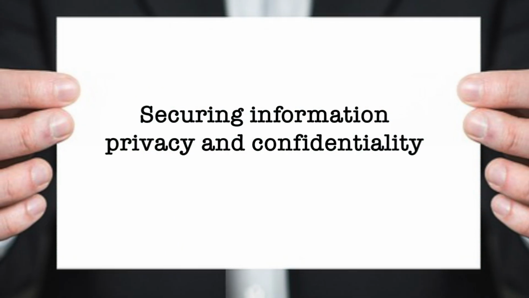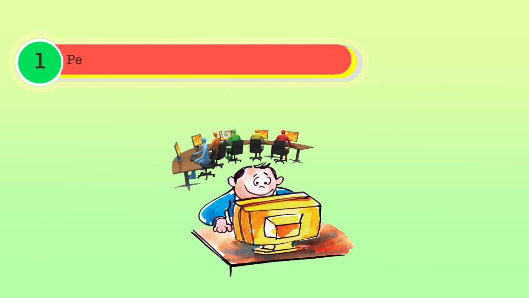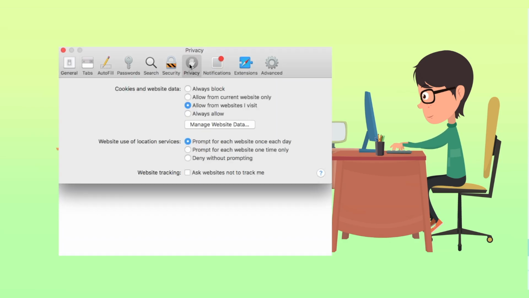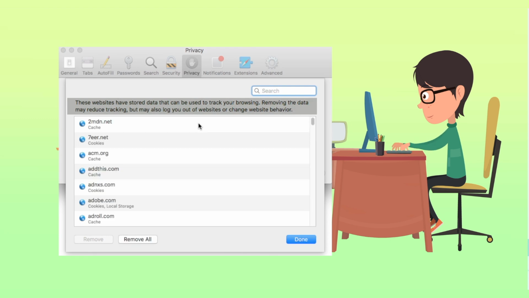Now let us have some discussion on securing information privacy and confidentiality. Let us start with security issues associated to personal information on public computers. While using publicly accessible computers, students or staff may unknowingly leave personal information on the public computers, such as cached web pages and cookies that are then available for inspection by others.